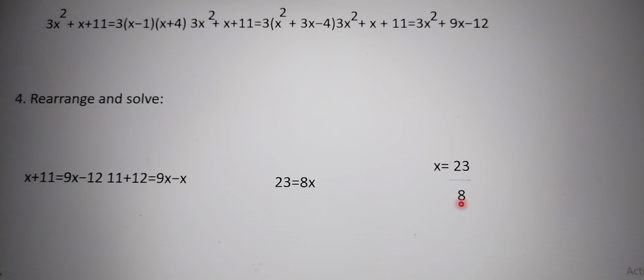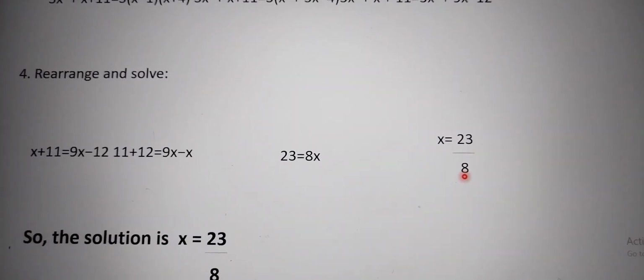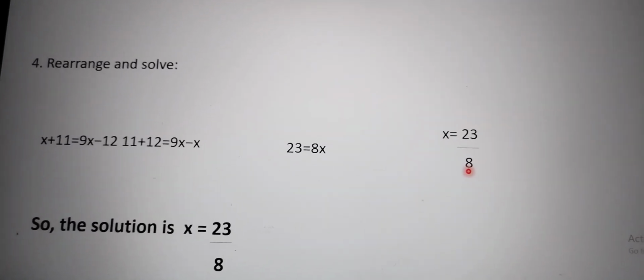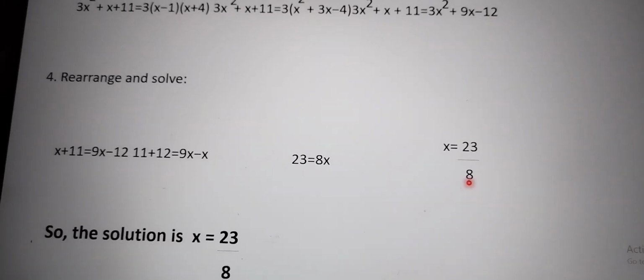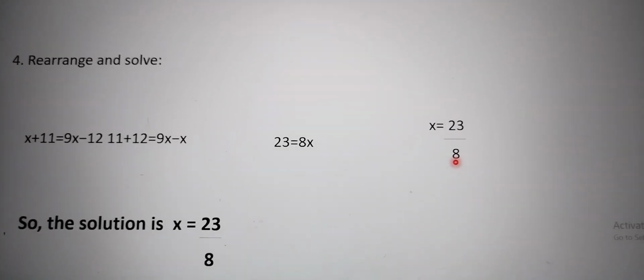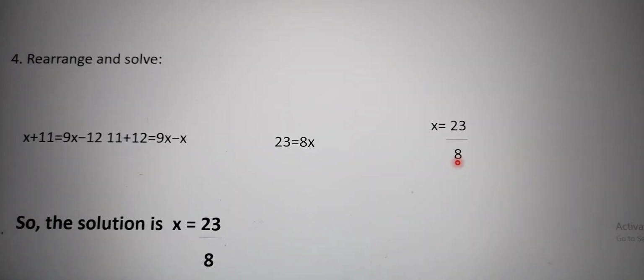So this is the solution for x. When we write it correctly, we'll say the solution is x is equal to 23 over 8. This is the solution or the answer for the question we had. Now we're going to move on to our last question, which is the fourth question, and we're going to solve the fourth or the last one.